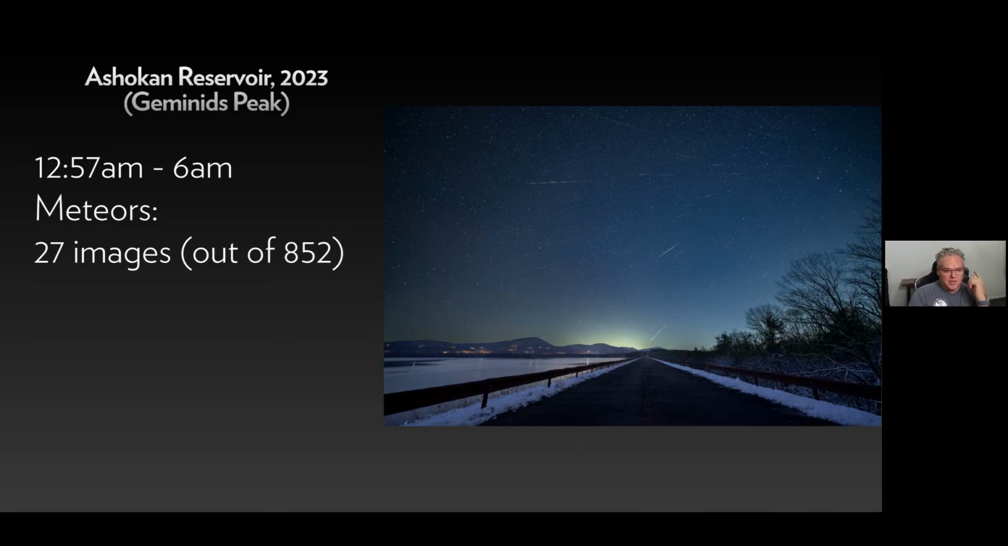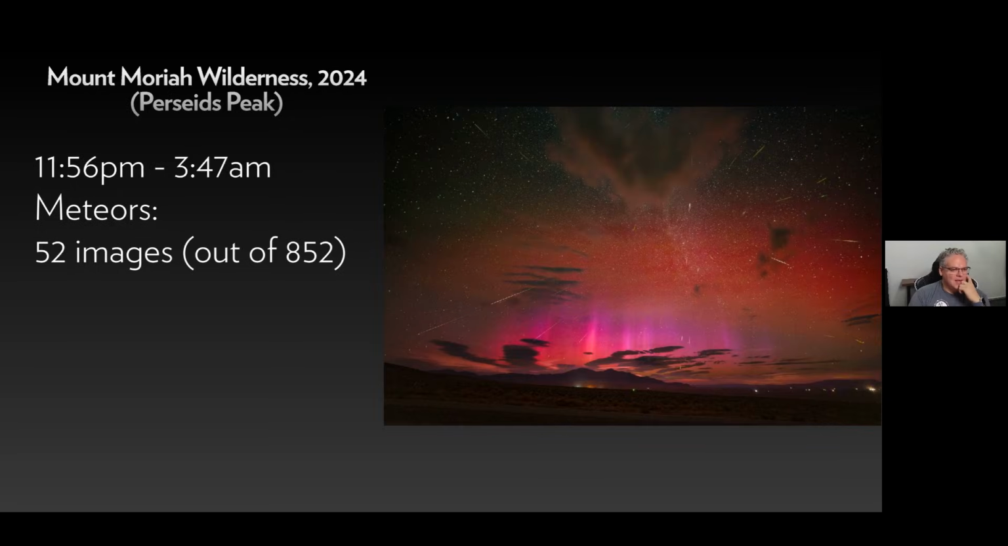This is a Geminids image. Now it was really cold, and you might notice that the sky is a little bit brighter. It's probably because of light pollution to the north from Albany. But this was 27 images out of 852 images, and that was from 1 a.m. to 6 a.m. And it was really cold, and that's one of the problems with the Geminids. It's in the middle of December, whereas the Perseids are in the middle of August.